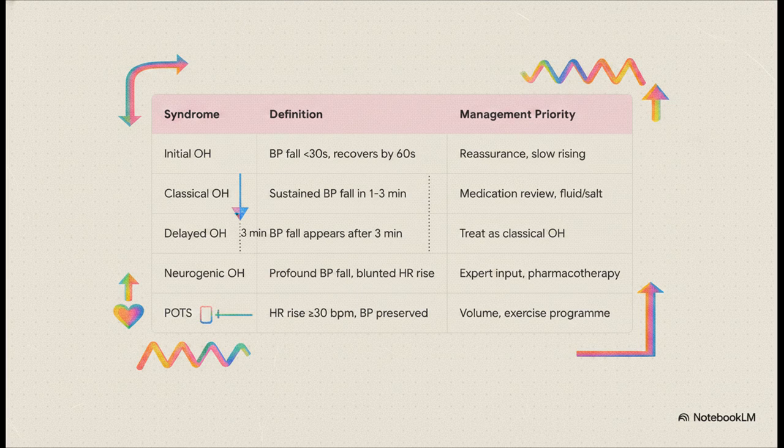Then there's classical OH, the sort of textbook drop that happens within 3 minutes. Delayed OH. Now this one is commonly missed because it only happens after 3 minutes. Then we have neurogenic OH, which is marked by that failed heart rate response we just talked about. And finally, POTS, which is defined by that rapid heart rate without a significant blood pressure drop. And you can see how the management priority for each one is quite different.